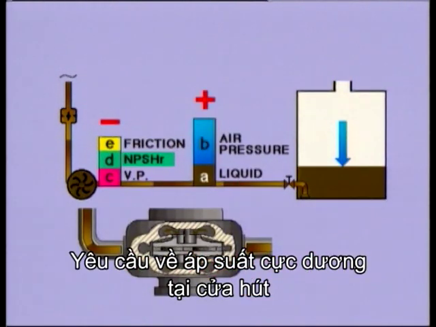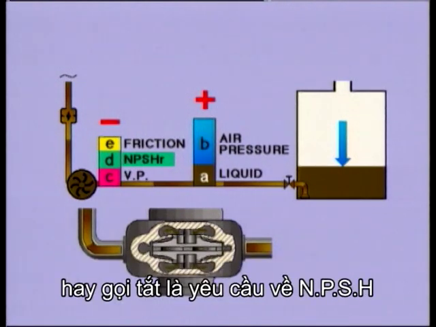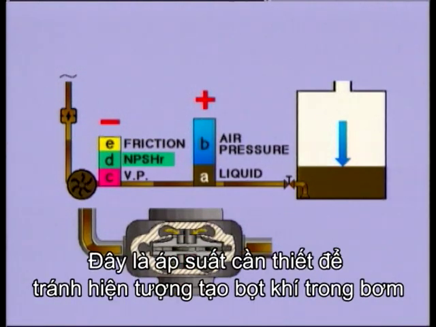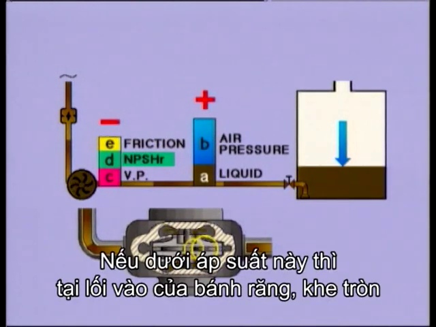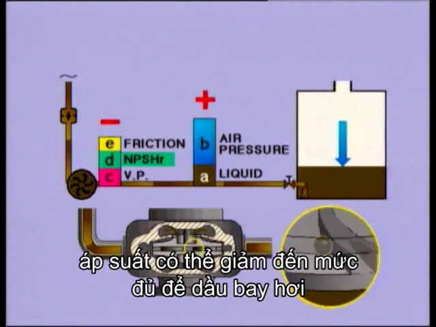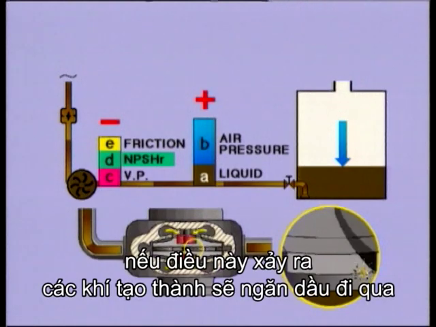Net positive suction head required, or NPSH required, is the lowest head that must be maintained at the inlet of a centrifugal pump. This is the head required to avoid cavitation. Below this head, at the impeller's inlet, the eye, the pressure can drop low enough for the liquid to vaporize. If this happens, the gas formed will prevent liquid from passing.